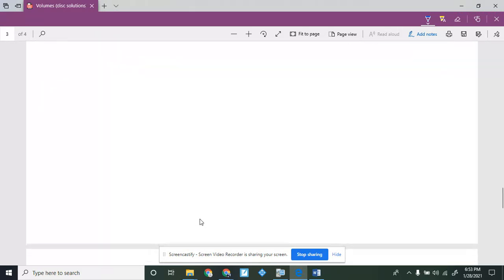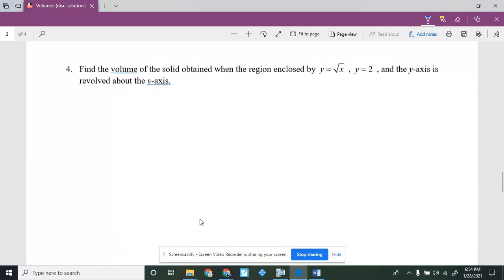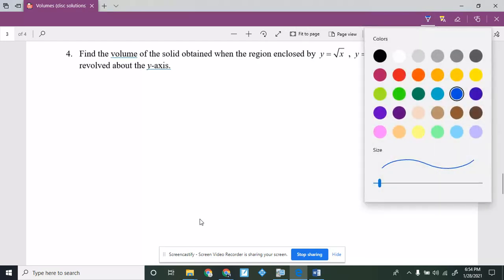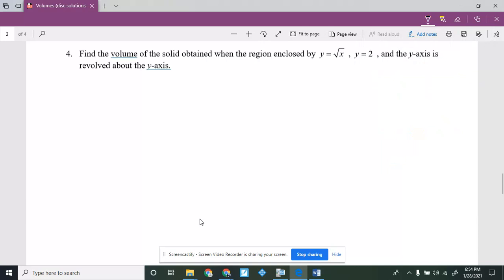Okay. All right, so we got one more before the homework, so let's rock and roll. So it says, find the volume of the solid obtained when the region enclosed by y equals radical x, y equals 2, and the y-axis is revolved around the y-axis. So very similar problem.